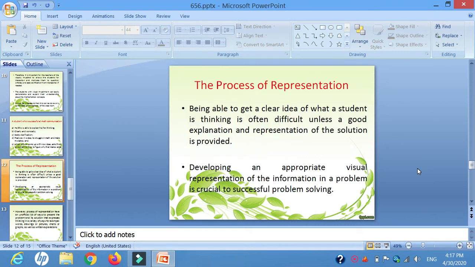Fourth process is the process of representation. Being able to get a clear idea of what a student is thinking is often difficult unless a good explanation and representation of the solution is provided. Developing a good, appropriate visual representation of the information in a problem is crucial to successful problem solving.